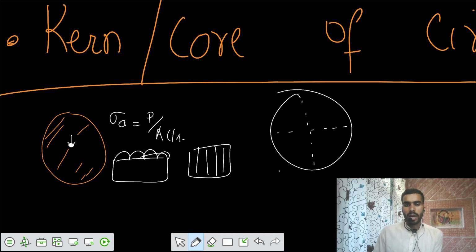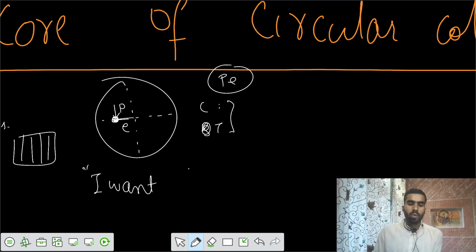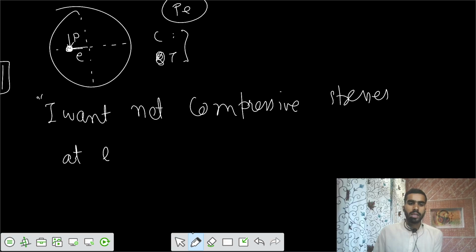But if the load is not at the center, it's at some eccentricity of E, we know that on one of the sides there would be compressive, and on the other side tensile stresses, because of that moment developed, P into E. So I am saying that I want net compressive stresses at each point on the cross section.